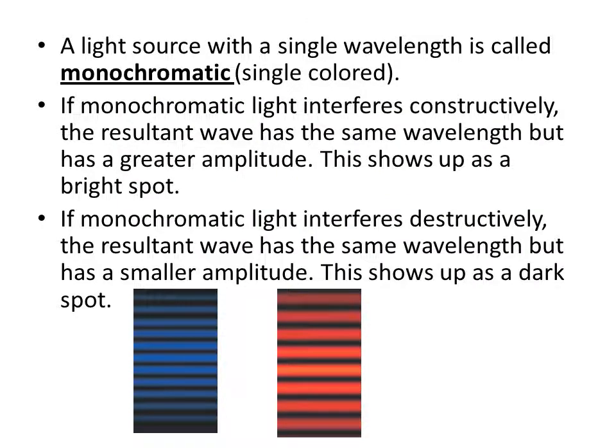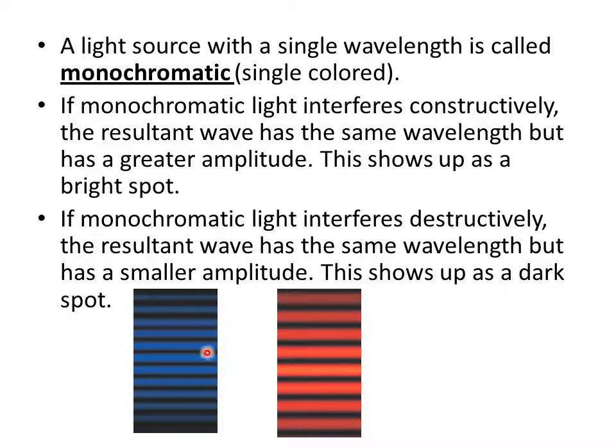A light source with a single wavelength, which would be a single color, is called monochromatic. Mono refers to single, chromatic refers to color, so monochromatic light would be light of a single color. If monochromatic light interferes constructively, the wave would have the same wavelength and color, but a greater amplitude, and this would show up as a bright spot. If monochromatic light interferes destructively, the resultant wave would have the same wavelength and color, but a smaller amplitude, and this would show up as a dark spot.